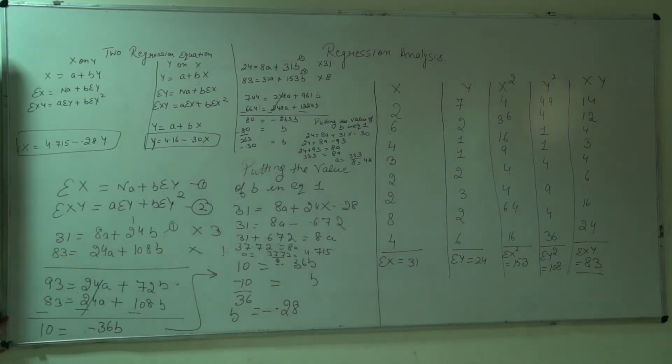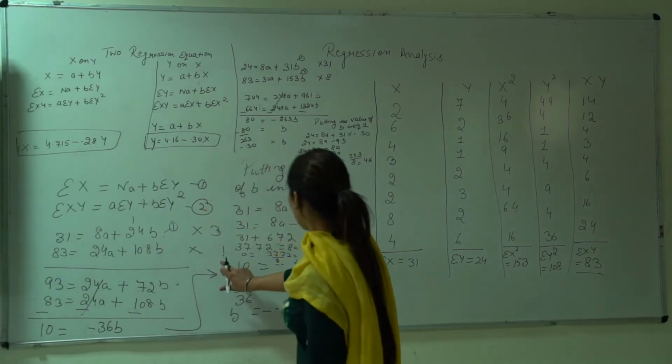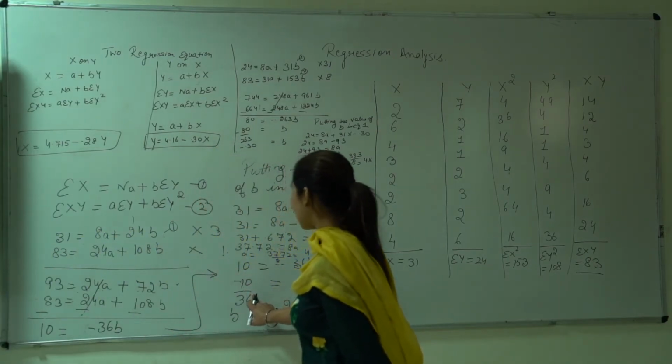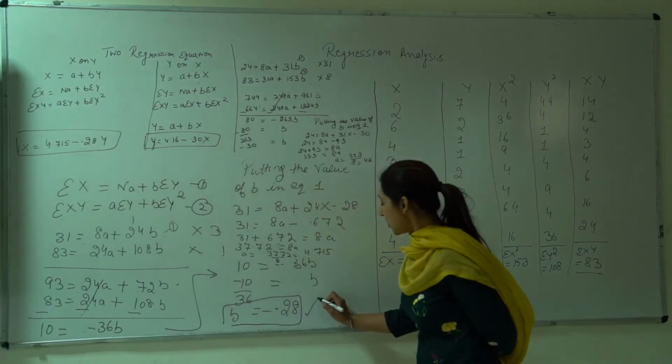Now, to solve the equation, I have to change the signs. If the number is positive, I will put a negative sign. As 83 is positive, I have put a negative sign. 93 minus 83 is equal to 10. 24 minus 24 will give me 0. 72 minus 108 will give me minus 36b. So when I solve it, it will be minus 10 upon 36 is equal to b. So, the value of b is minus 0.28.